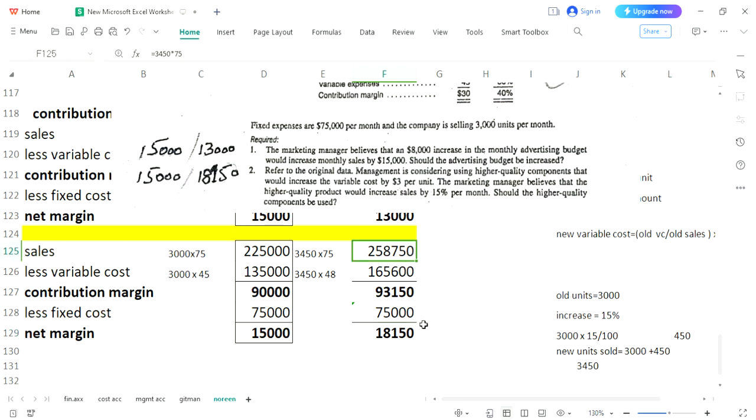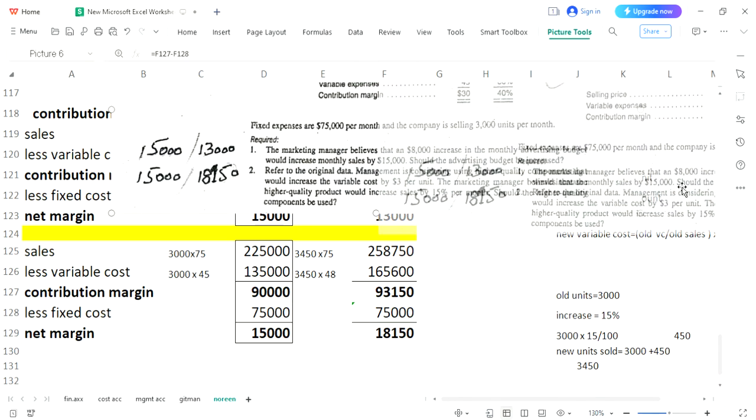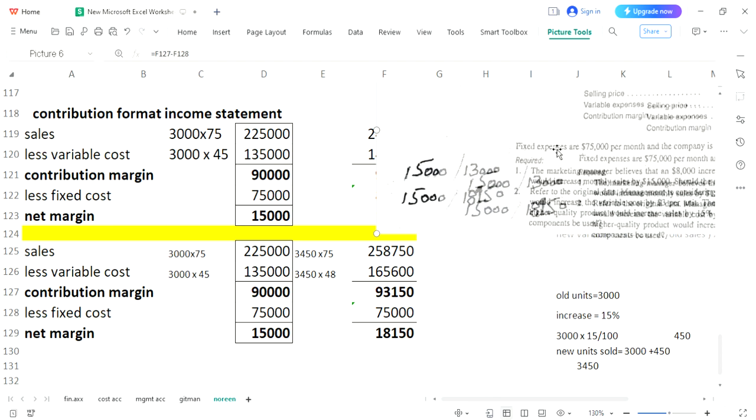And finally, due to the increase in quality, your demand has increased, and due to the increase in demand, your net margin has become 18,150 instead of 15,000. And since our net margin has increased, we are very much welcoming this decision. As an organizational manager, we will definitely be with this step, and we are accepting it. We are saying yes. Previously we said no. By increasing advertisement we were facing loss.